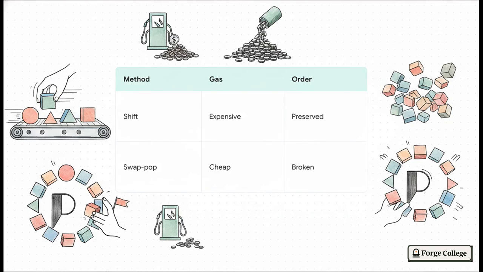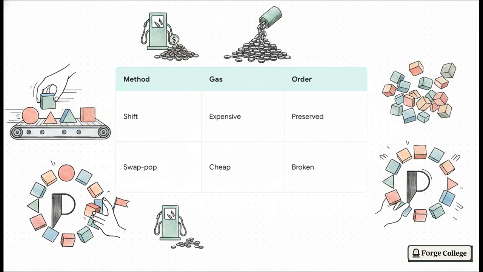Now here's where it gets really interesting. Take a look at these two different mechanisms for removing an item from the middle of an array. The first one is an ordered remove. This is your classic conveyor belt. If you yank an item out of the middle, every single item behind it has to shift forward one space to fill the gap.